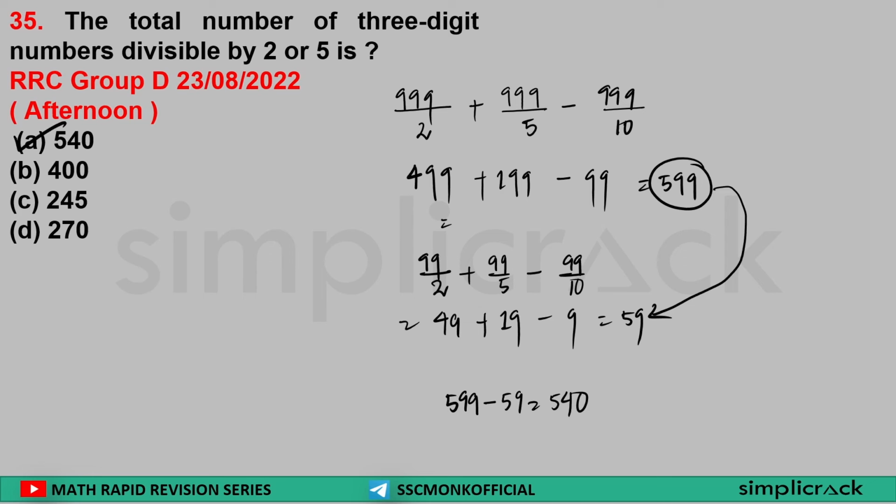That is the answer. So what I did, first I calculated all the numbers divisible by 2 or 5 from 1 to 999. Then I calculated all the numbers which are divisible by 2 or 5 from 1 to 99. And I take out this from this because I have to only find out the 3-digit numbers. And I got the answer, that is 540.